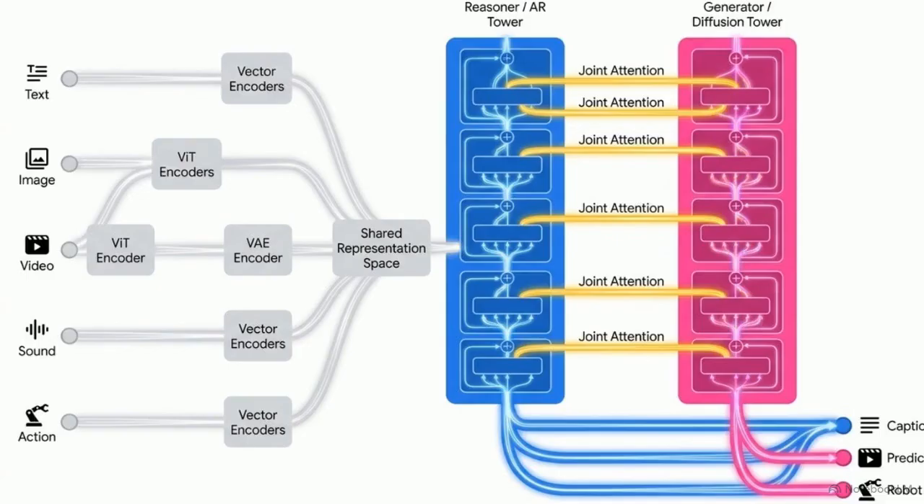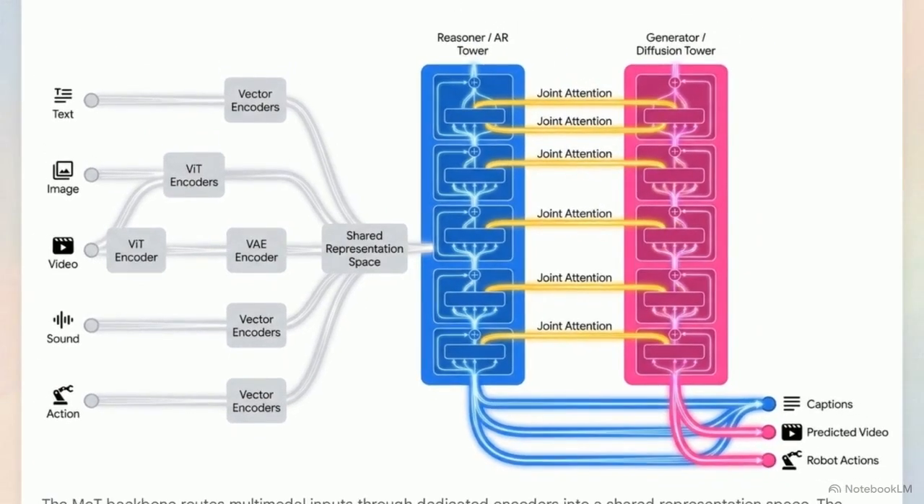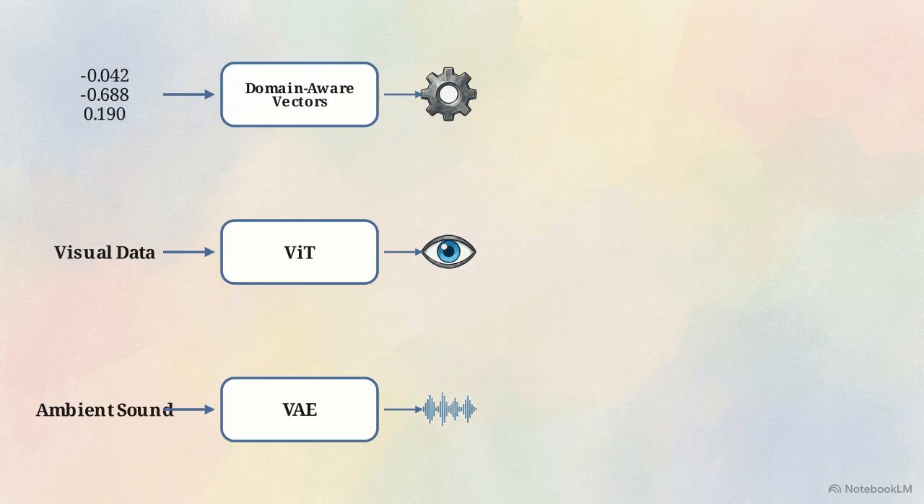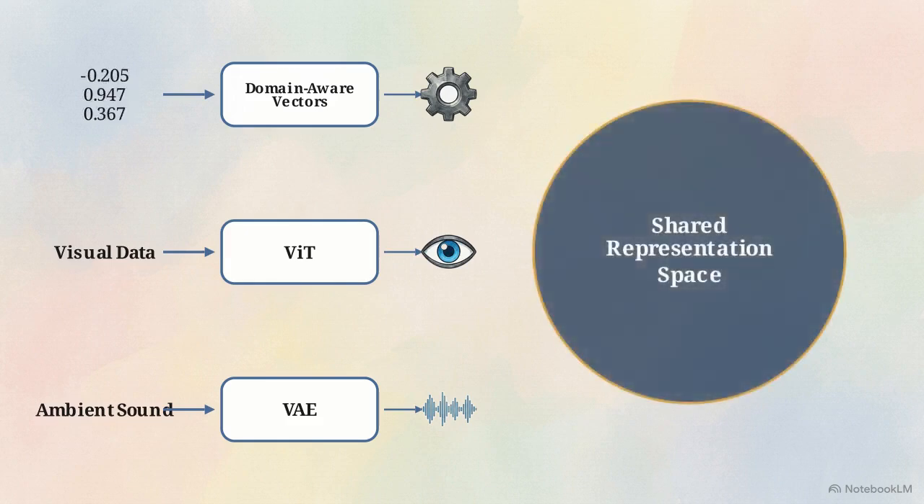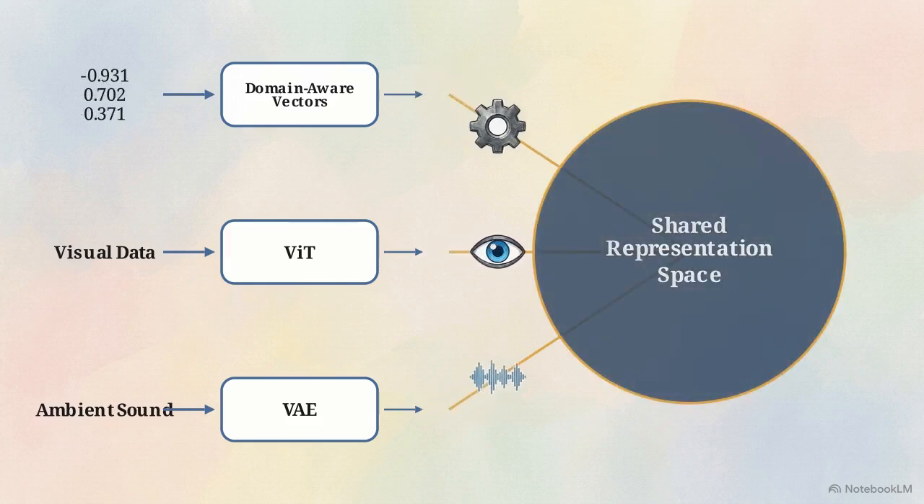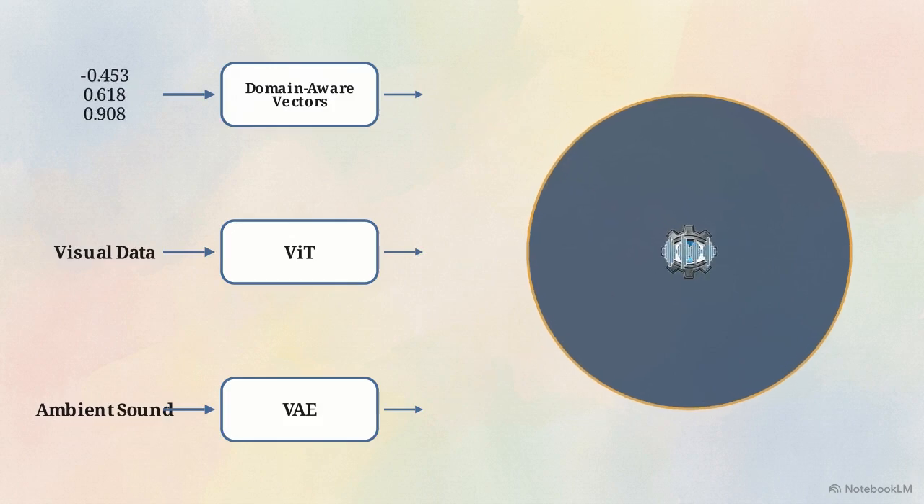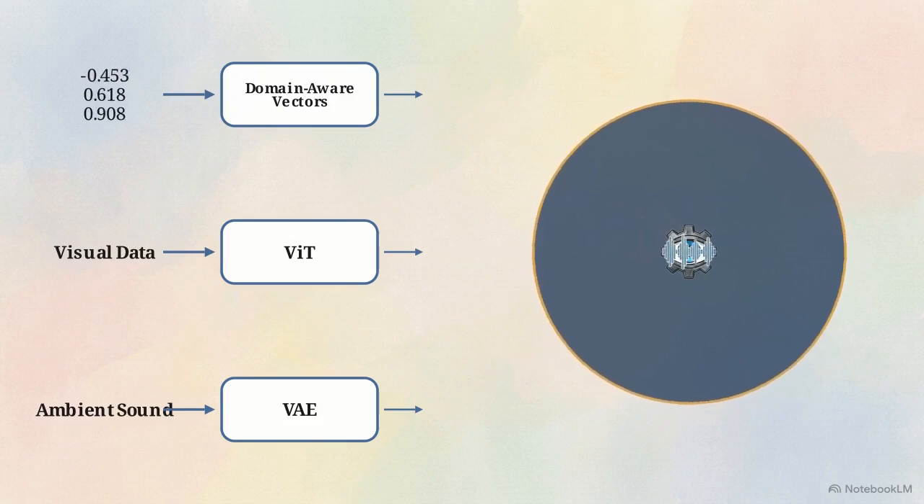world. To process these compressed tokens, the system must map disparate modalities, pixels, audio, and motor commands, into a common mathematical framework. Specialized modality encoders handle this translation. Vision transformers extract deep visual understanding, while variational autoencoders are used for visual and audio generation. Domain-aware vectors are simultaneously used to encode the complex robotic actions and kinematic coordinates required for motion. These specialized encoders all output directly into a single shared representation space.